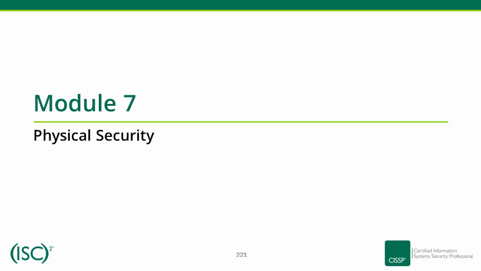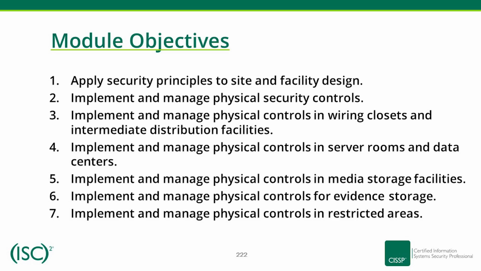Module 7. Physical security. Module objectives. 1. Apply security principles to site and facility design. 2. Implement and manage physical security controls. 3.